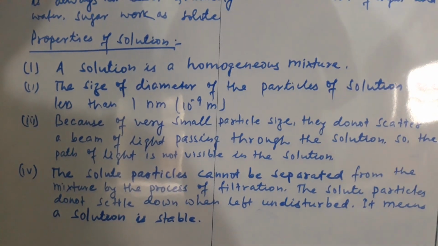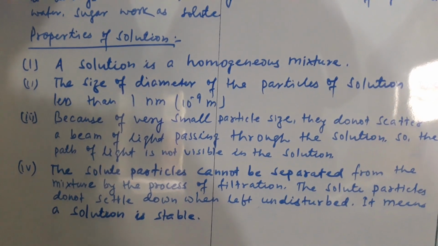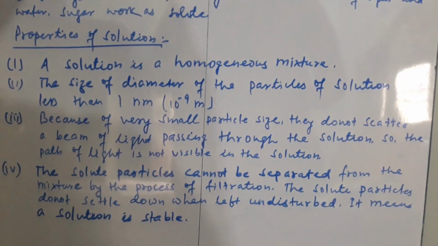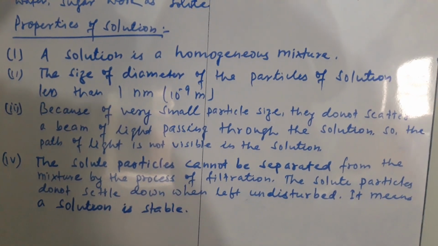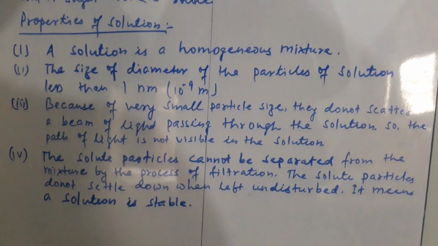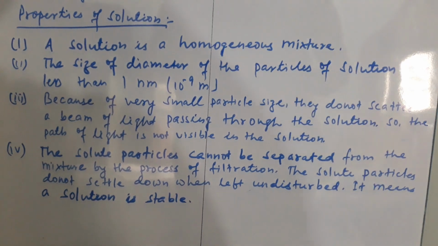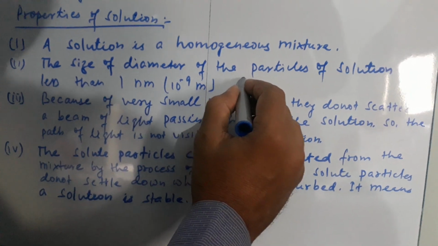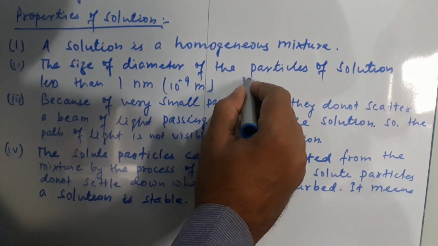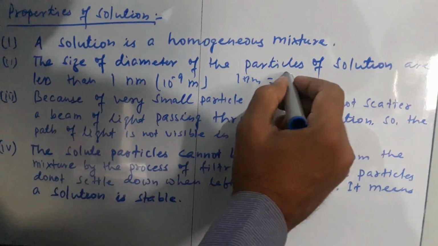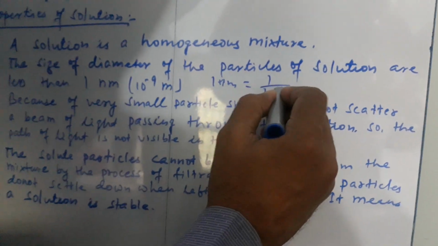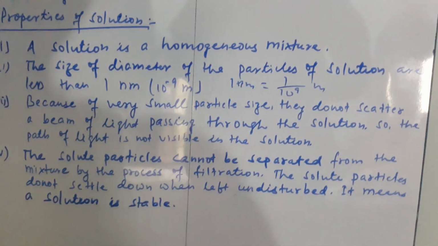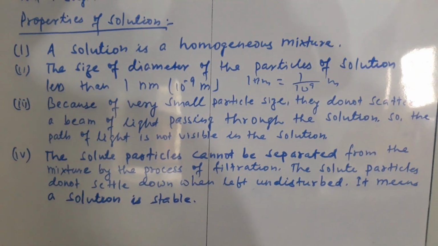The second one is that the diameter of particles of a solution is less than 1 nanometer. The particles present in a solution are very small in size, equal to 1 nanometer or less than that. 1 nanometer equals 1 upon 10 to the power 9 meter. We keep 9 zeros to find the value of 1 nanometer. So it is very small in size.